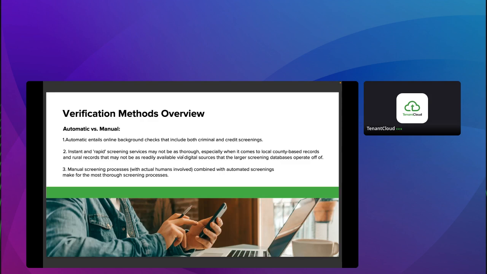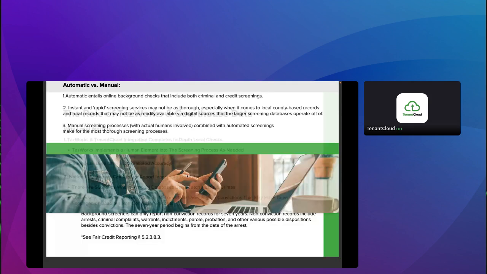So it's important to keep that in mind when you are using cheaper rapid screening services that are operating off of databases that they've purchased maybe a month ago. Manual screening processes with actual humans involved combined with automated screenings often make for the most thorough screening processes. And we'll get into that in a second because that doesn't necessarily mean your human involvement, your personal involvement, or your manual processing of anything. There's something that we'll talk about shortly.